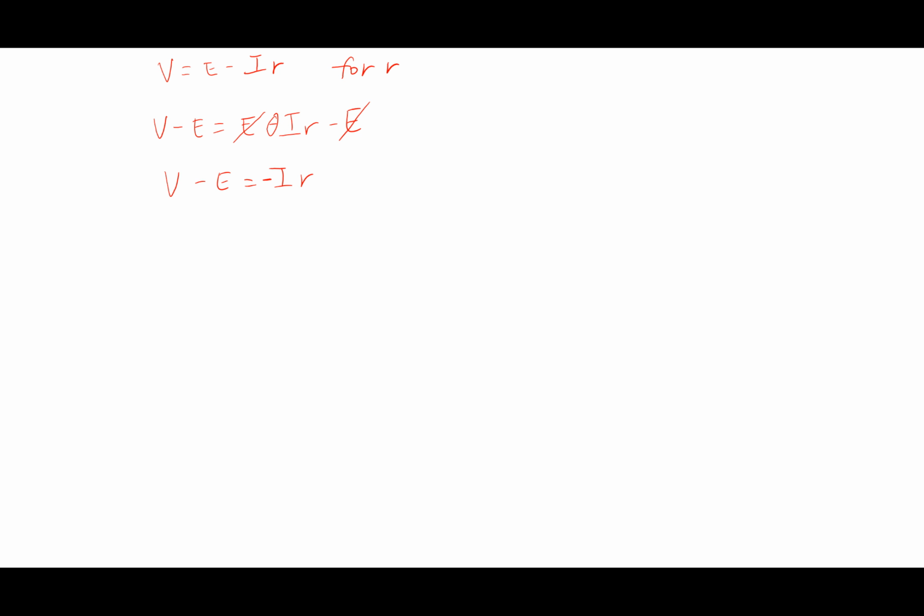Now we want to get R by itself because we're solving for R. So we're going to divide both sides by minus I, since that's a multiplication. So to do that, you're going to get V minus E divided by minus I equals minus I times R divided by minus I. So here, minus I cancels. And now you have R equals V minus E divided by minus I. So that's how you solve that in terms of R.